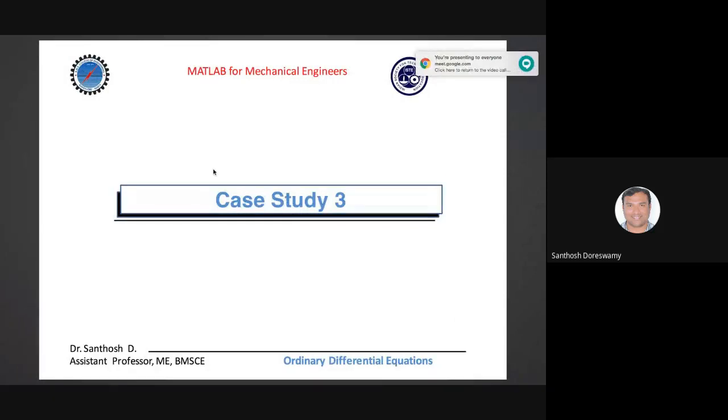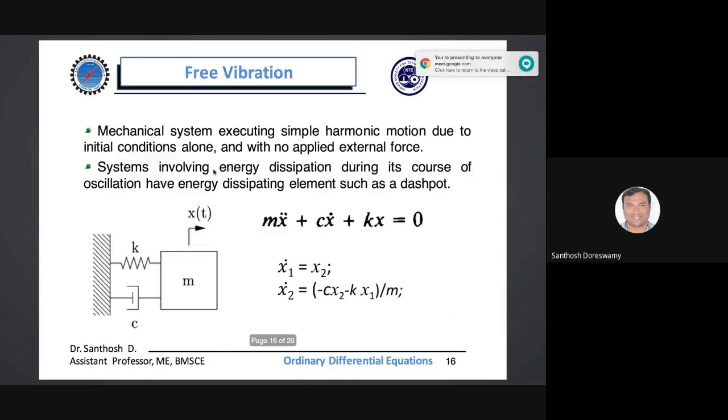Now let me take case 3. Case 3, we will try to take up a problem for a second order differential equation that will represent the vibration of a mass, okay, when it is subjected to an initial condition alone with no external force applied. So it is a free vibration problem. Now you will see that the initial conditions applied to the mass are your displacement and velocity. I will again set them to 0, or maybe give a corresponding value of initial conditions by setting a displacement or velocity.